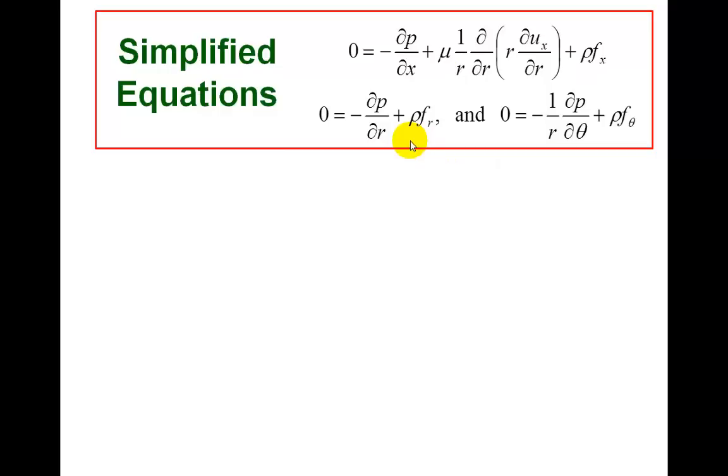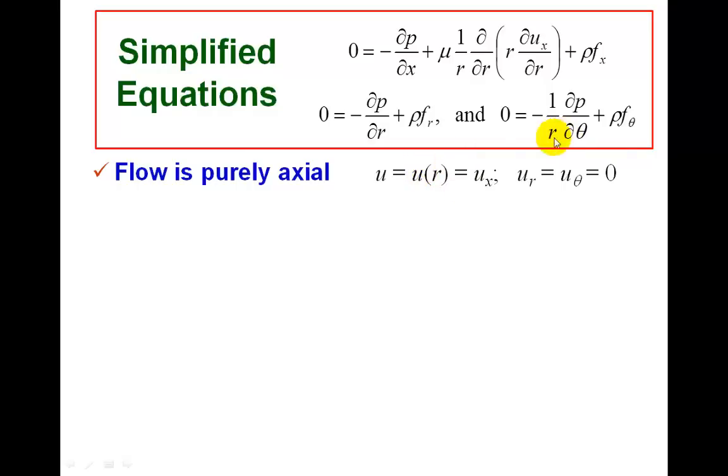And then in radial and tangential directions we simply have a balance between pressure gradient terms and body force. And as I said, flow is purely axial, so we're going to write the velocity u sub x, that axial flow velocity, as simply u. And u is not a function of theta because flow is axisymmetric. U is not a function of axial position because flow is fully developed, so we simply have u as a function of r, radial position. Other two components go to 0.